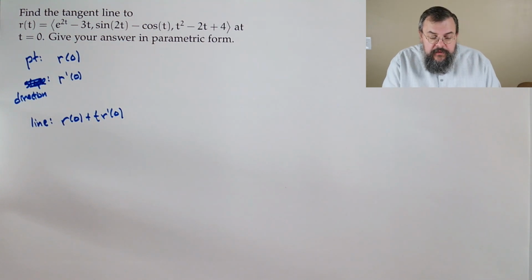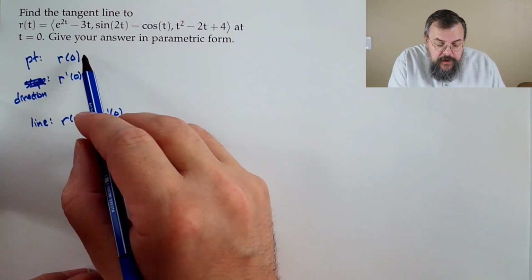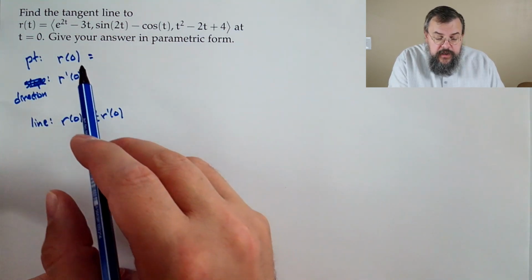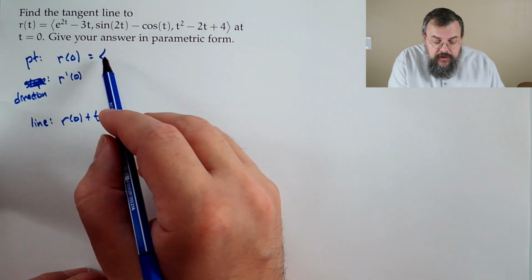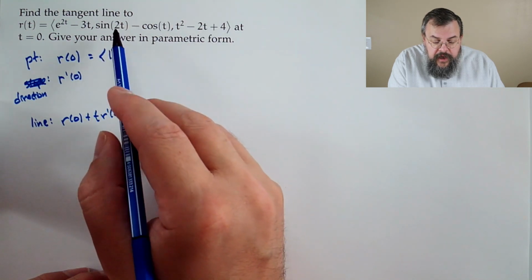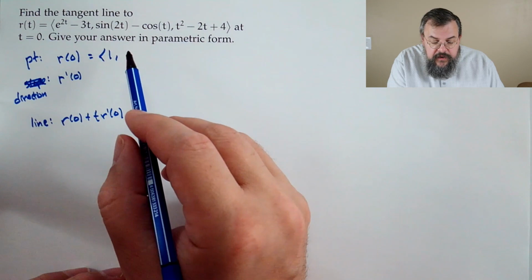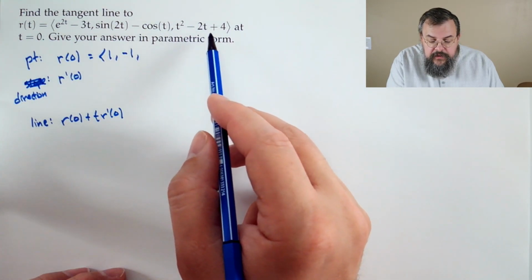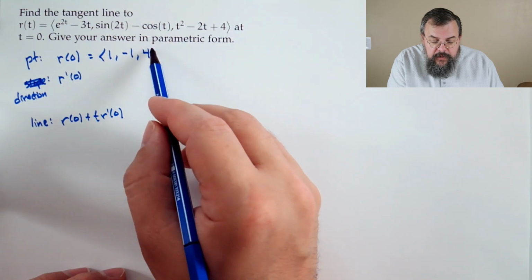Well, let's find the values. So, r of 0. Plug in 0. E to the 0 is 1. Minus 0 would leave us with 1. Sine of 0 is 0. Cosine of 0 is 1, so we get minus 1. And 0 and 0 and 4. So 1, minus 1, 4.